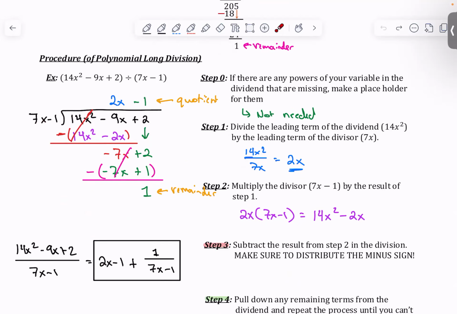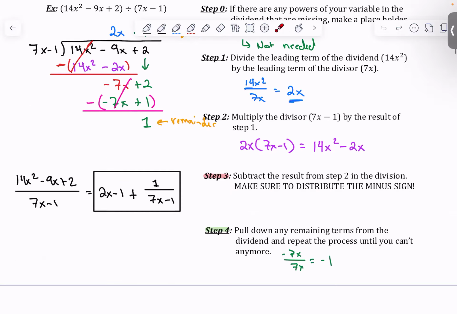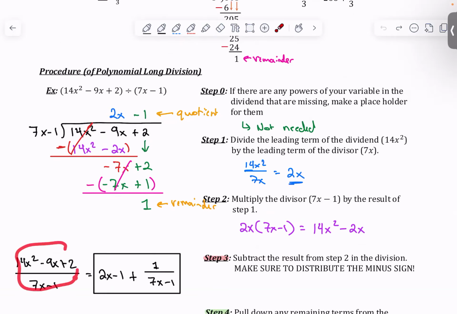There's no power of x that I can multiply 7x by to get 1. I'd have to go into negative exponents, which we don't want to do. And so at the end of the day, that tells us that our division is equal to our quotient plus our remainder divided by our divisor. That is how we will write it.